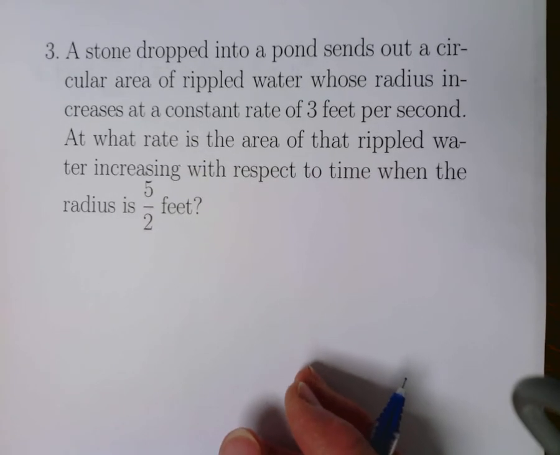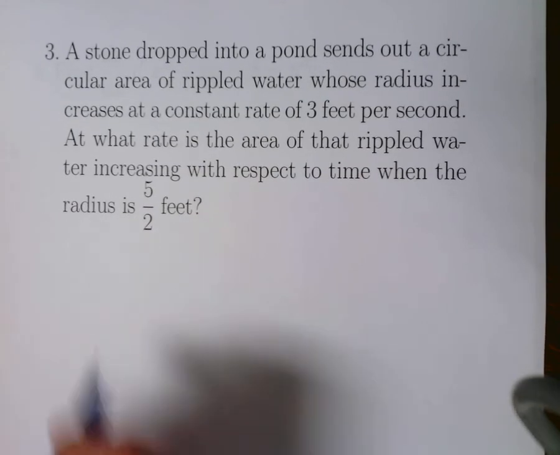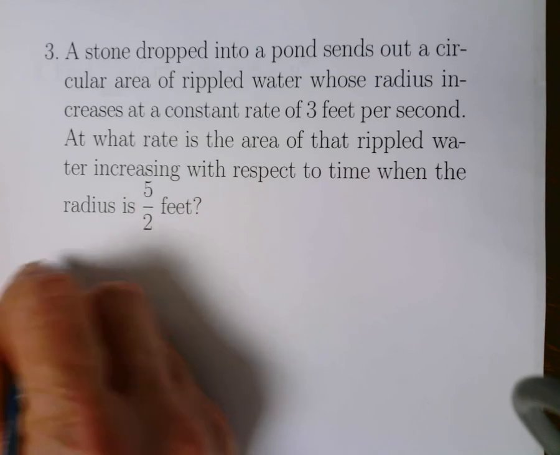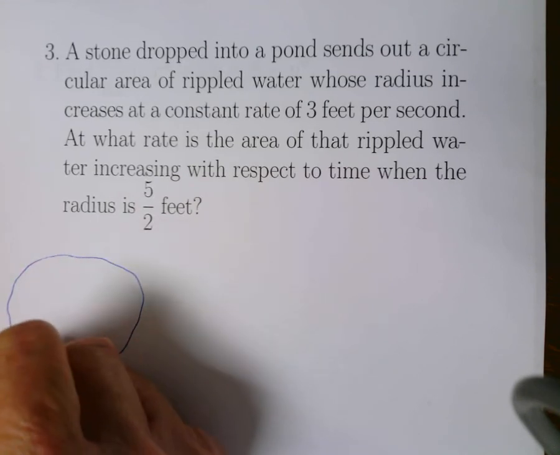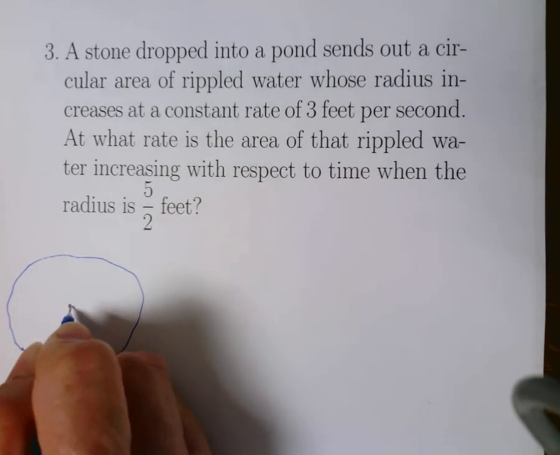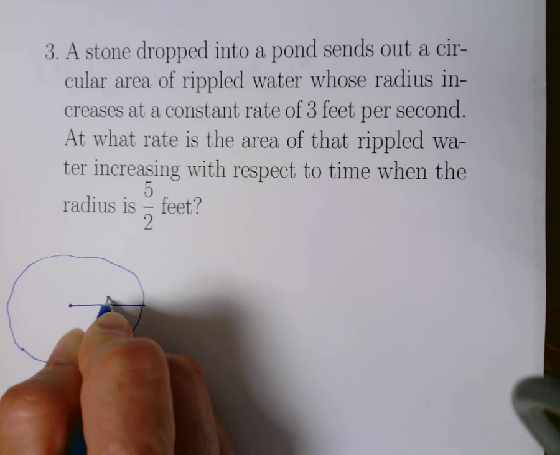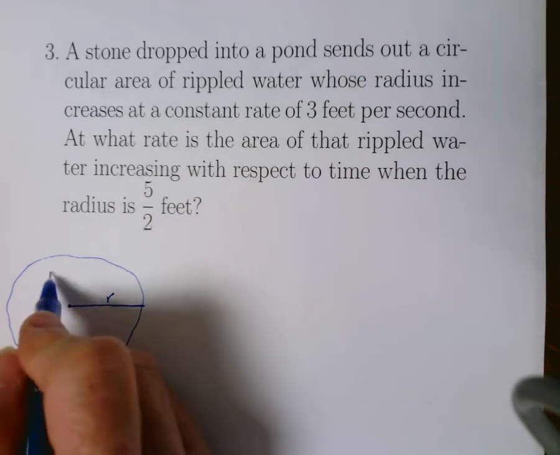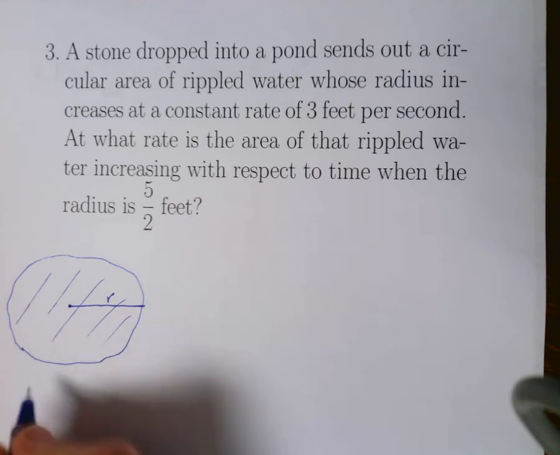Okay, so here's the situation. You've got a stone dropped into a pond, and it creates ripples, okay? And so here's where the stone lands, and what's increasing are two things: the radius of that rippled water plus the area.